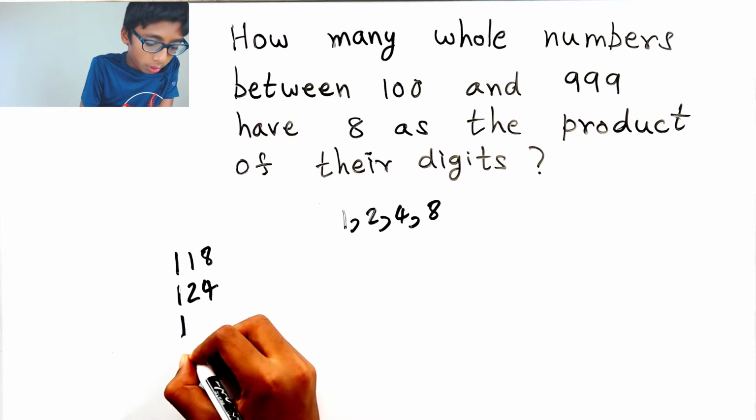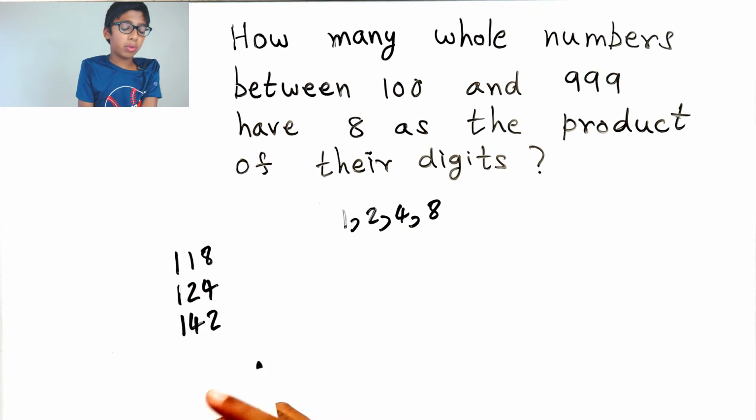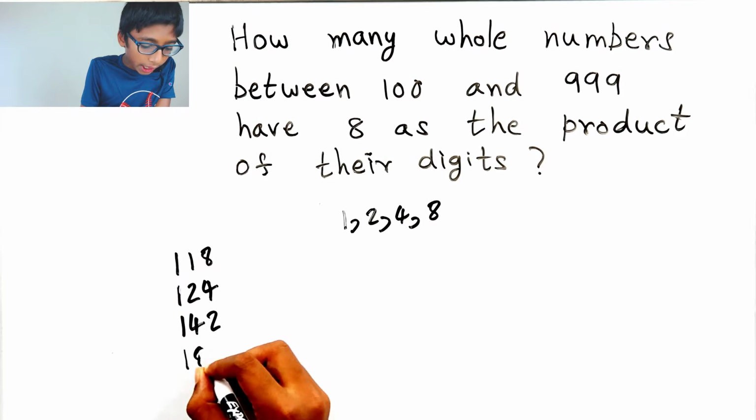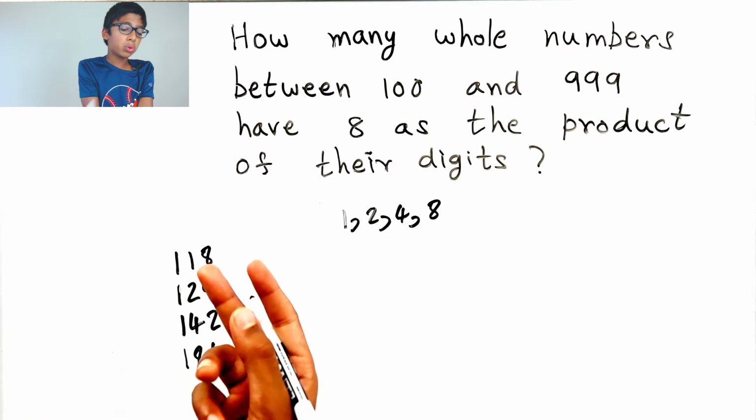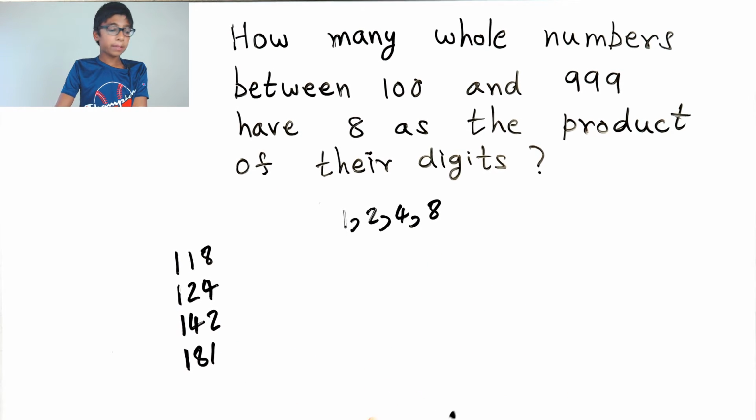Now let's try 1, and then 4, and then we can put 2. All we did is switch these around. Now let's put 1, and then 8, 1. All I did was switch these around. So that's all we can go, because we went all the way to 8.